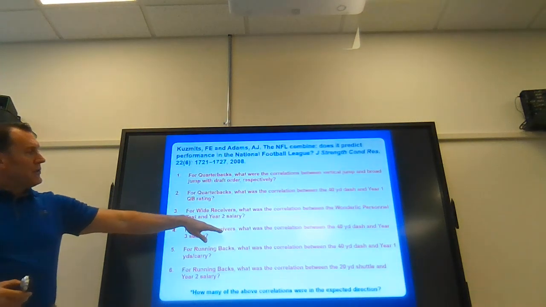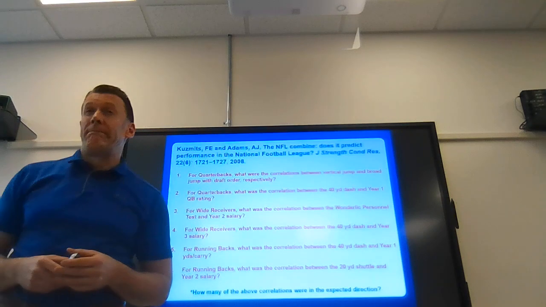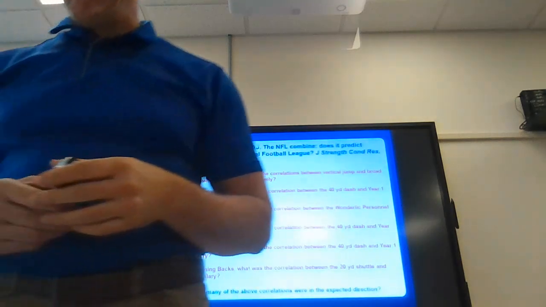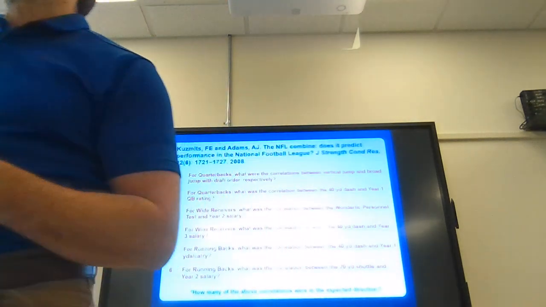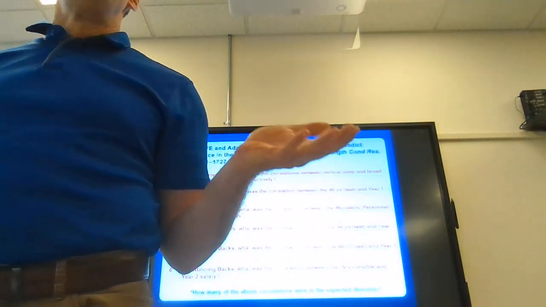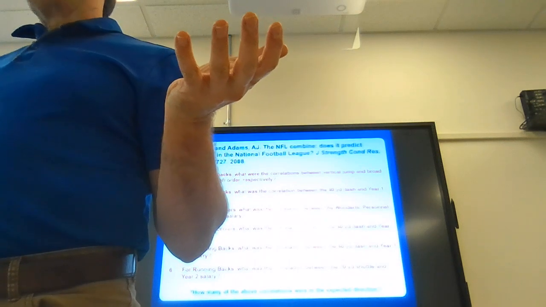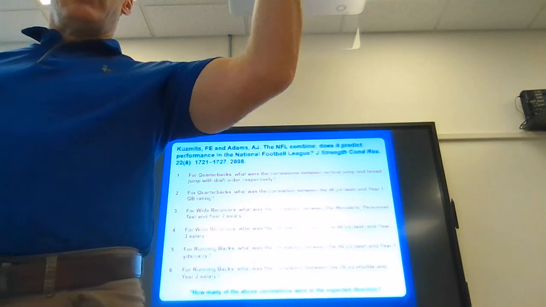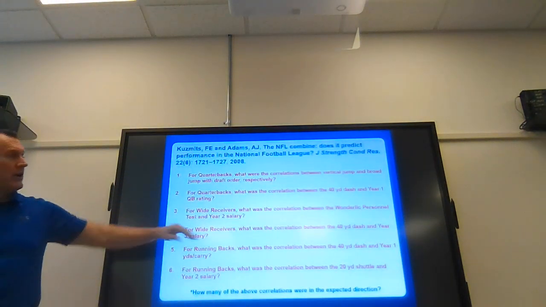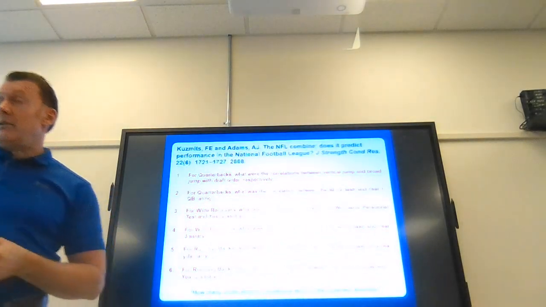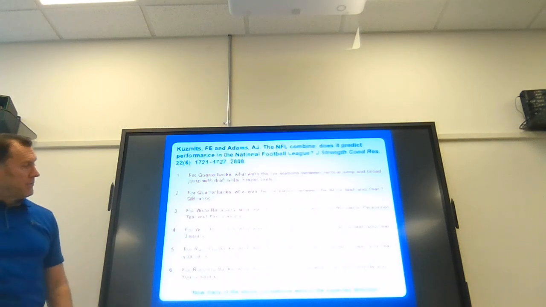Okay, so for wide receivers, what was the correlation between 40-yard dash and year 3 salary? Yeah, 0.28, which is also unexpected, meaning that as your 40-yard dash time went up, in other words, was slower, your year 3 salary also went up. So again, not necessarily in the expected direction for this crop of players.